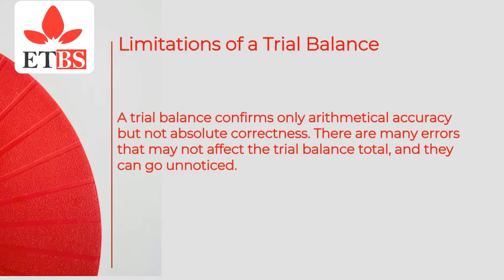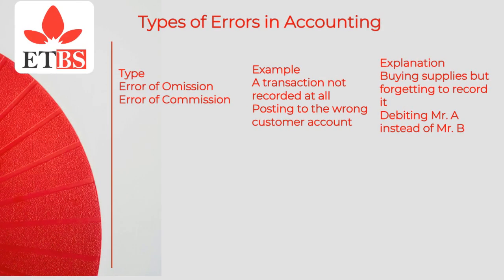Limitations of a trial balance. A trial balance confirms only arithmetical accuracy, but not absolute correctness. There are many errors that may not affect the trial balance total, and they can go unnoticed. Types of errors in accounting. 1. Errors not affecting the trial balance, undetectable by trial balance.